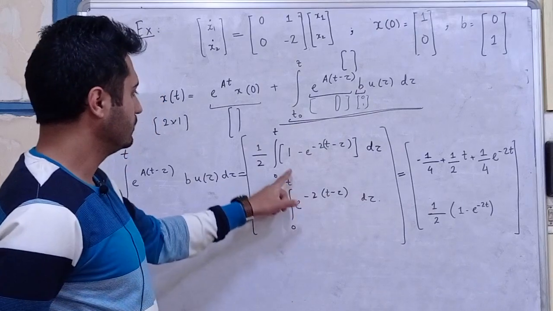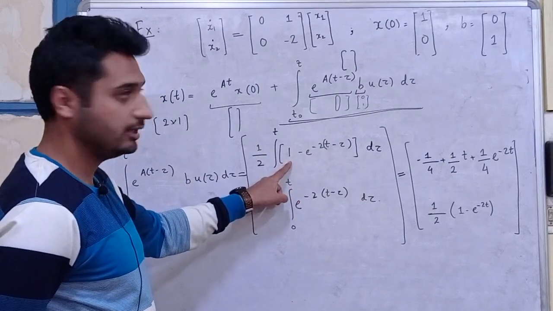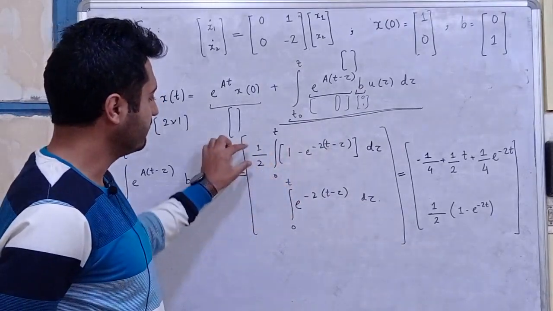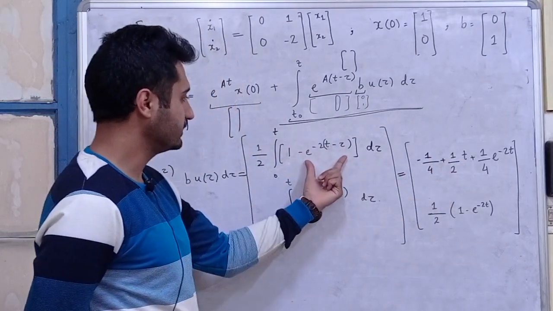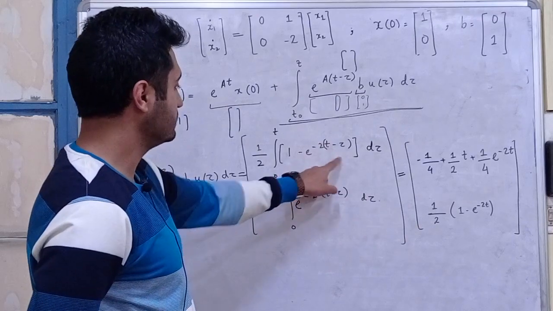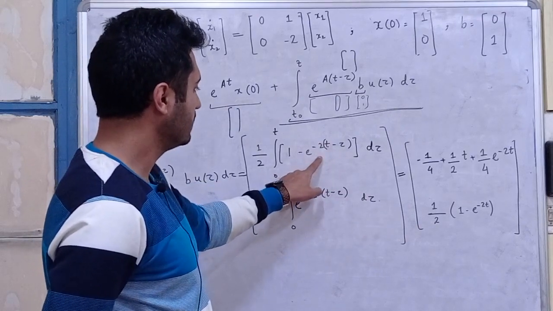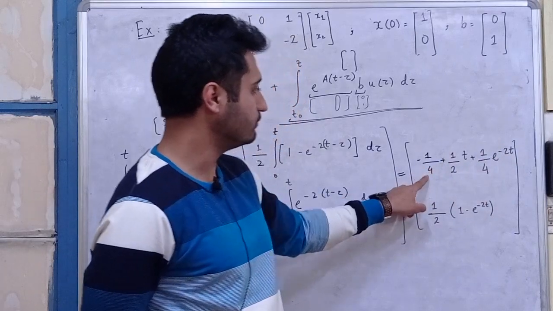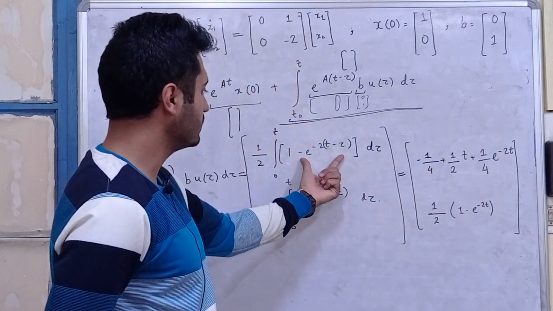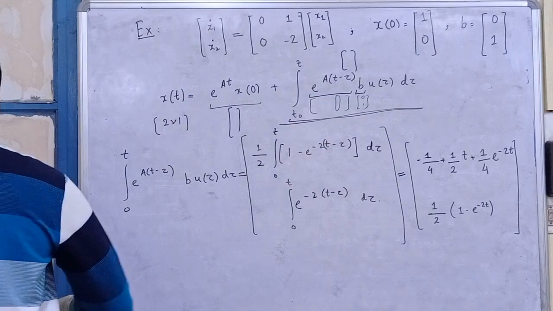So what will 1 give? t, 2t by 2 comes out, 1 by 2. That is this term, 1 by 2t. And from this part, you will get two variables: one is 1 by 4 e to the power minus 2t, and the other is minus 1 by 4. So what will you do with this? I will write it.